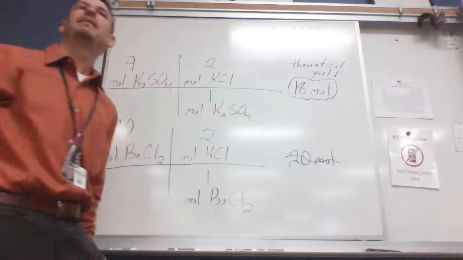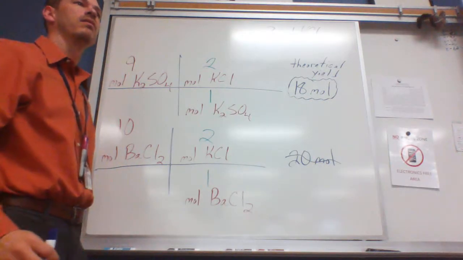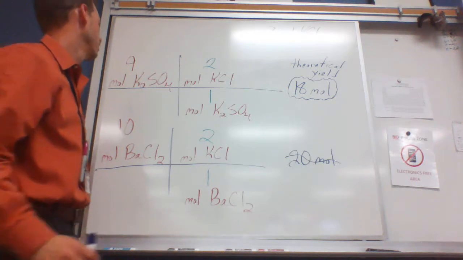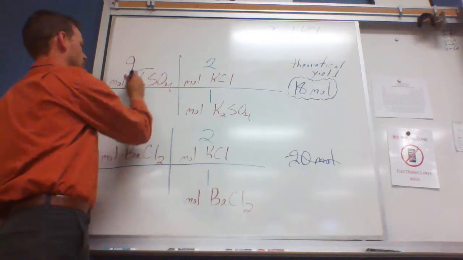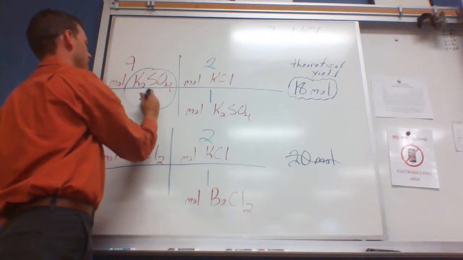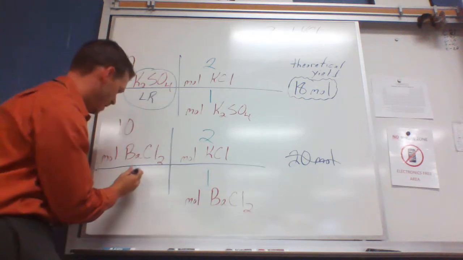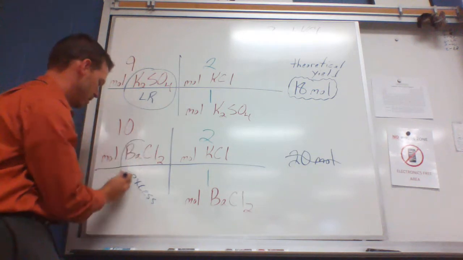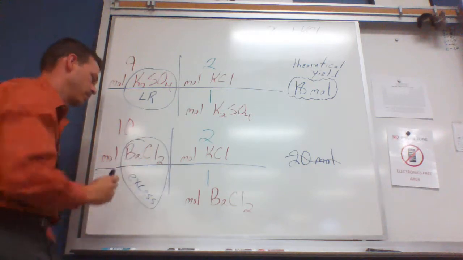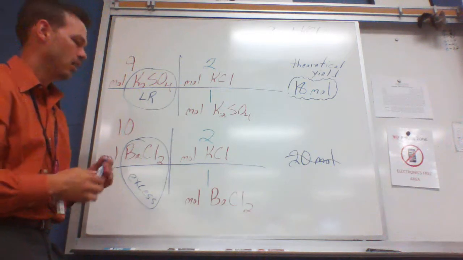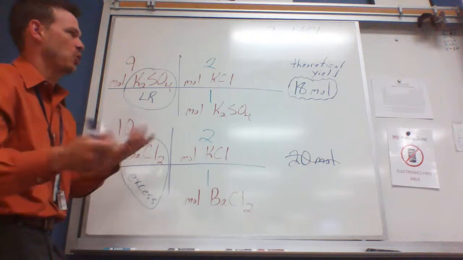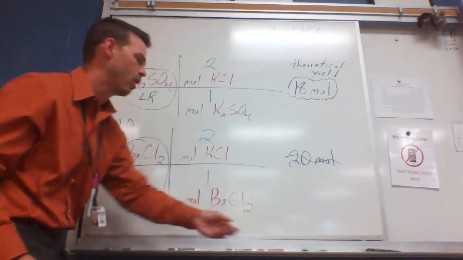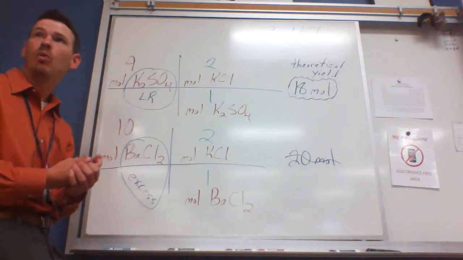And what's the limiting reactant? It is 20. This guy right here. Oh. Potassium sulfate is the limiting reactant. Barium chloride is the excess reactant. So there's a lot of different questions that could be connected on, depending on which of the information it wants you to submit.